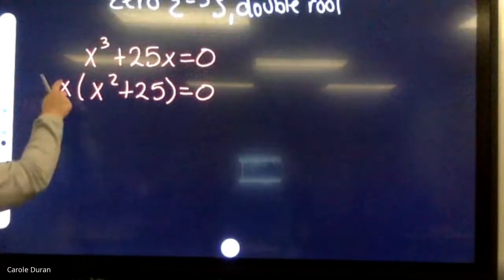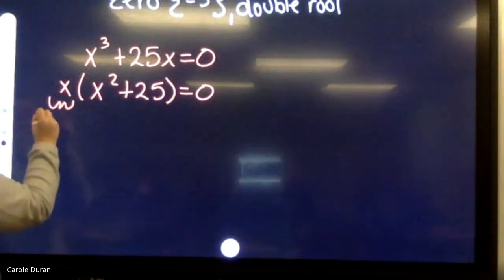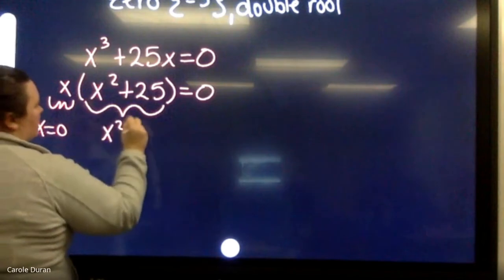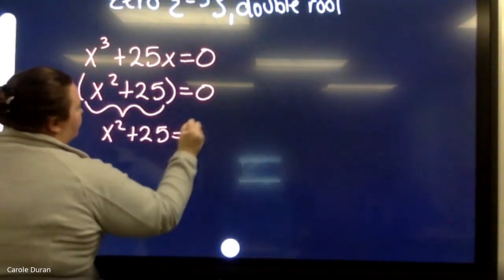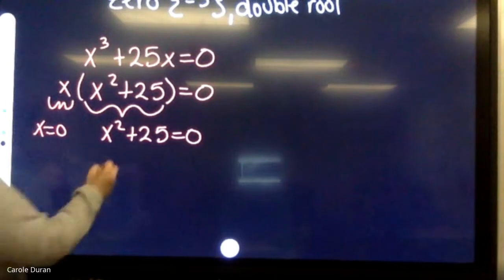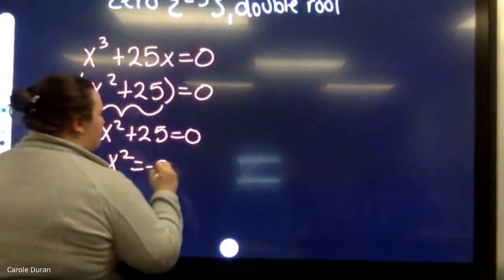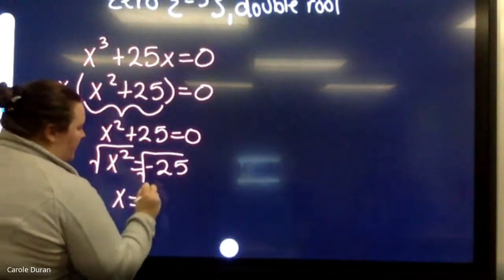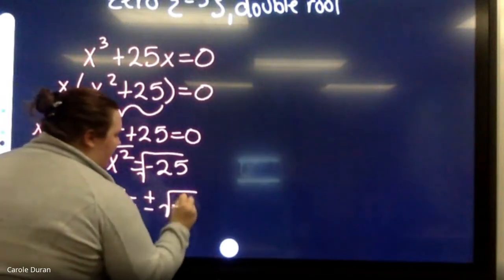So what I'm going to do is take this x and set it equal to 0. And then I'm going to take this quadratic and set it equal to 0. And I'm going to solve each of those. This one's already solved, x equals 0. This one, however, what would I do to get x by itself? Subtract the 25. And then square root both sides. And I get x equals the positive and negative versions of the square root of negative 25.